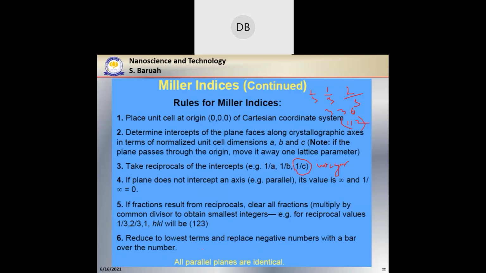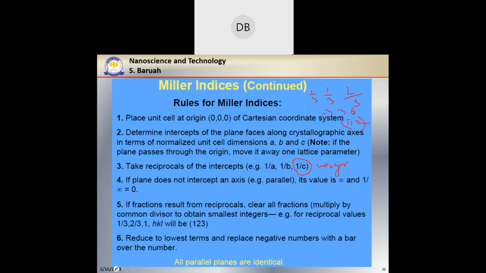All right. Reduce to lowest terms and replace negative numbers with a bar over the number. So reduce to lowest terms means what we did here. 336 was reduced to 112. Now if there was a negative number here, that means if we had minus 3, 3 and 6, then when we're writing the Miller indices, we don't write minus, but we put a bar on top like this. Right. That's how we represent it. So if we give the Miller indices, anybody can immediately recreate the crystal. Okay.